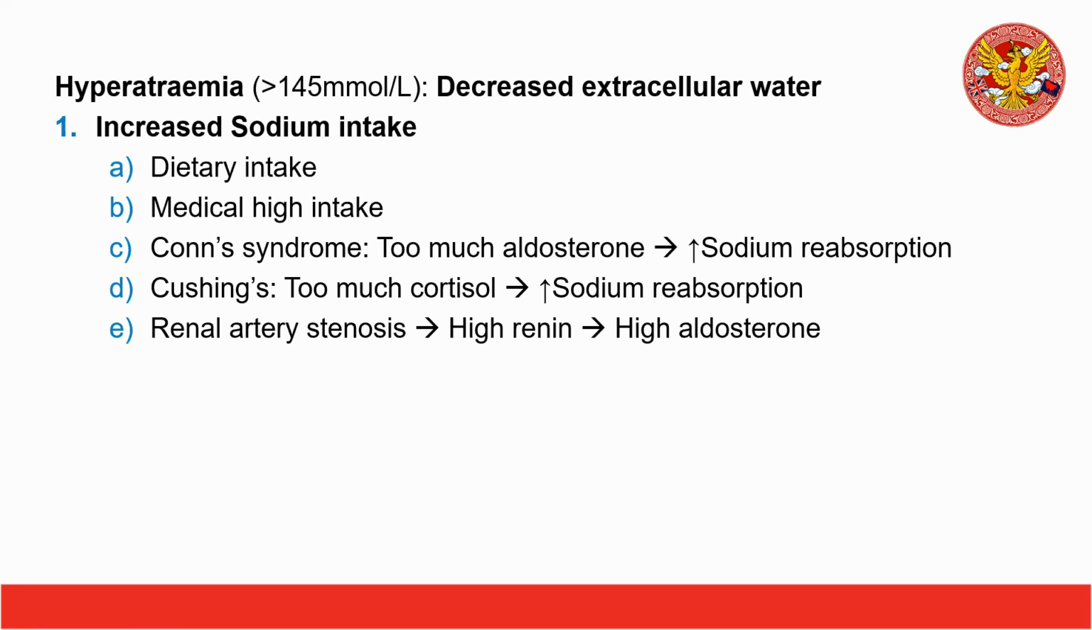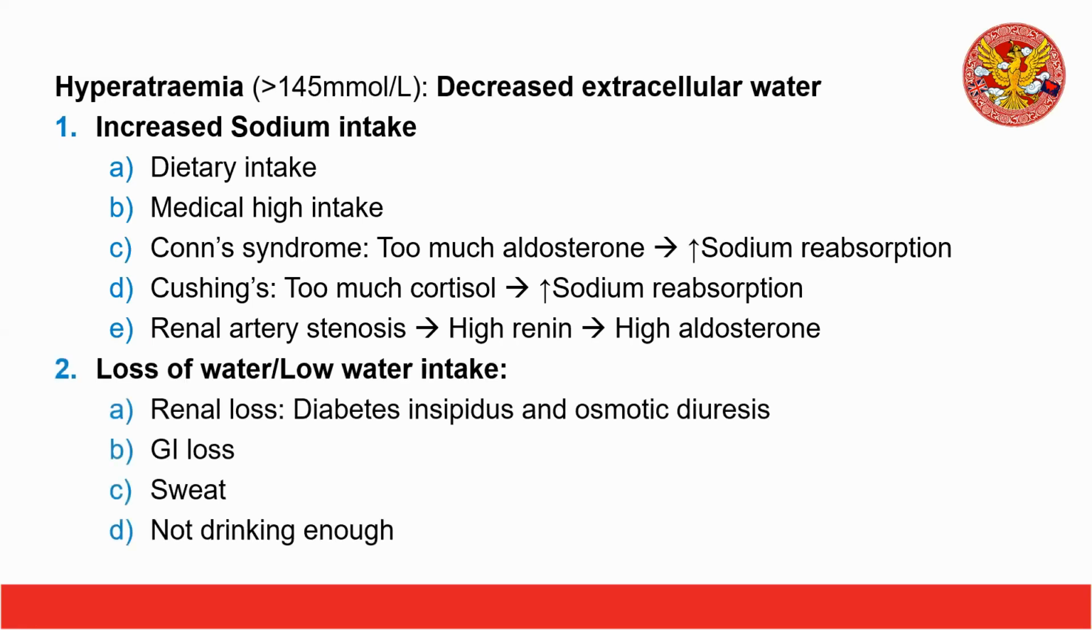Think about Conn's syndrome as well. So too much aldosterone causes an increase in sodium reabsorption. Cushing's, too much cortisol. Cortisol also has a very similar effect on mineralocorticoid receptors, therefore increasing sodium reabsorption. And renal artery stenosis, which increases renin, which then increases aldosterone and again sodium reabsorption. So you get increased sodium, and that's quite self-explanatory. It increases the sodium concentration in blood.